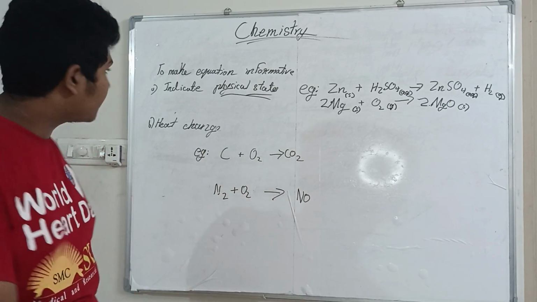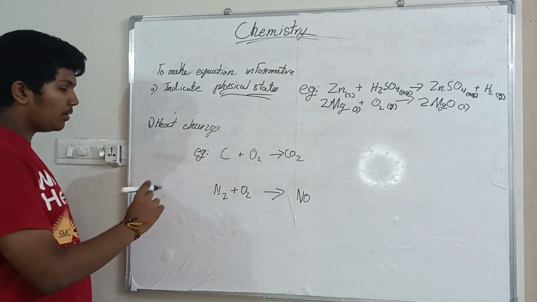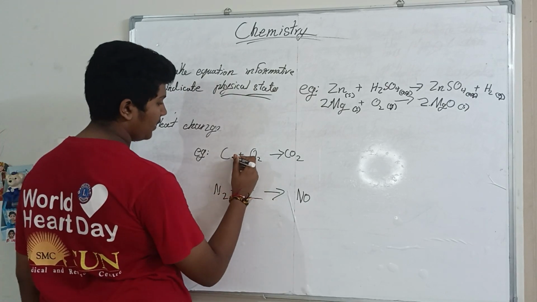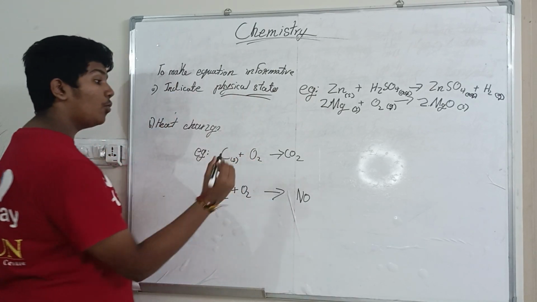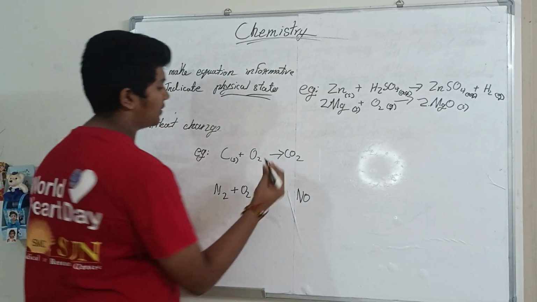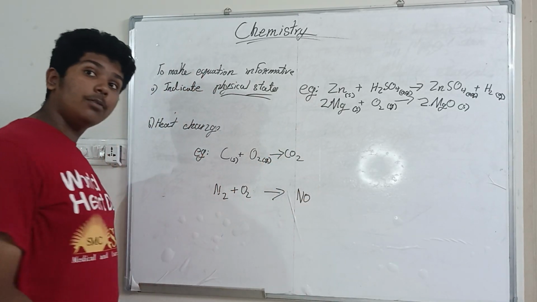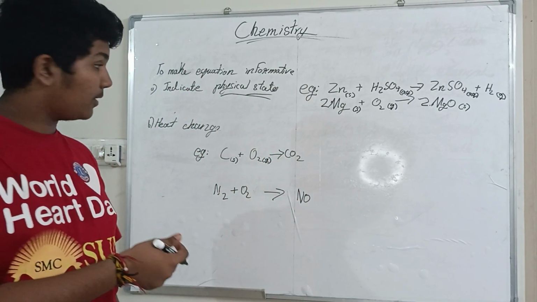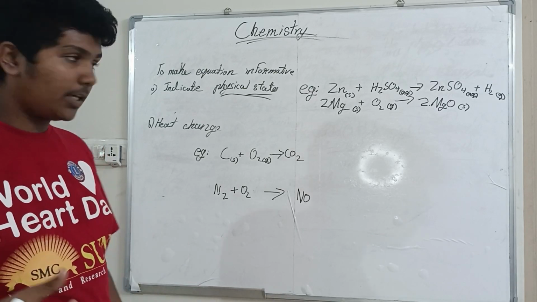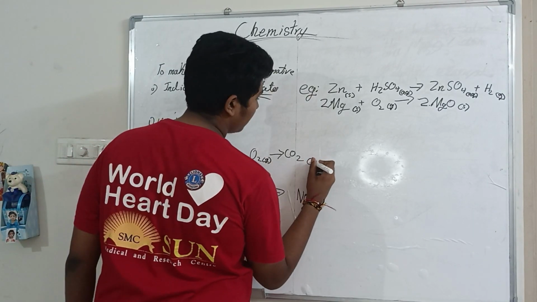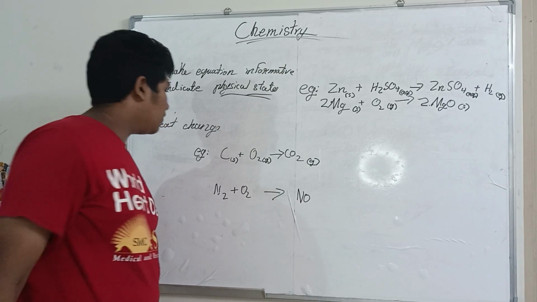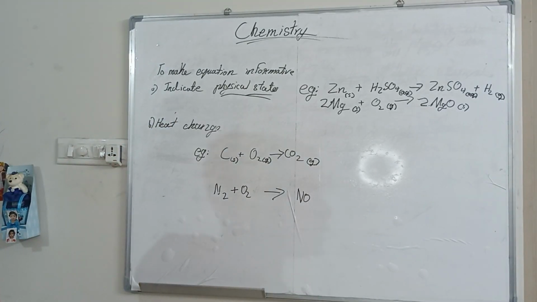First, change the states. So C will be solid, right? O2 means gas, and CO2, what's happening? It's turning to gas, right? So here it also becomes G. So think, is it exothermic or endothermic?